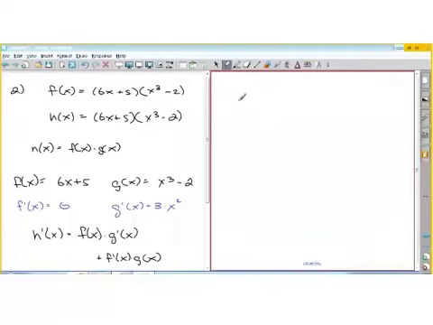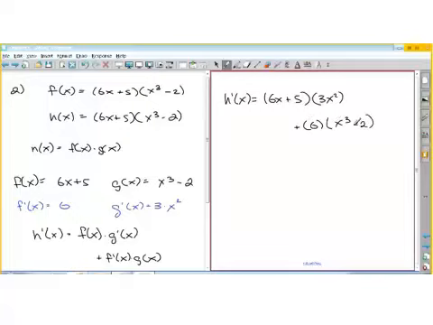So now, to find the derivative of the product, we just plug in what we have. So it's just a matter of matching up. So you have 6x plus 5 times g prime of x, which is 3x squared. And then you do the second part, f prime of x, which is 6, times g of x, which is x cubed minus 2.